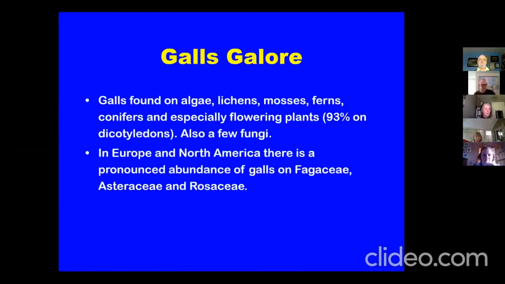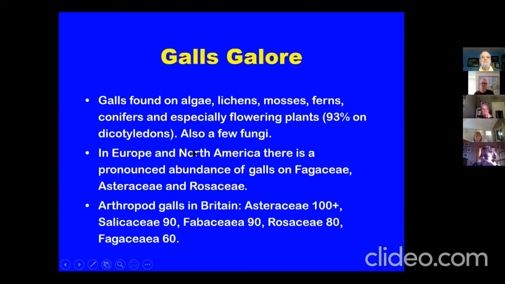This is where galls are found on most groups of plants, but especially over 90% on the dicotyledons. There's also a few fungi that are galled, one galled by another fungus, as it happens. And you can see there the 3 families that are most affected by gall causers. Then there's an idea of the numbers of different gall species on them. In terms of individual genera, Salix and Quercus have the most galls in this country.